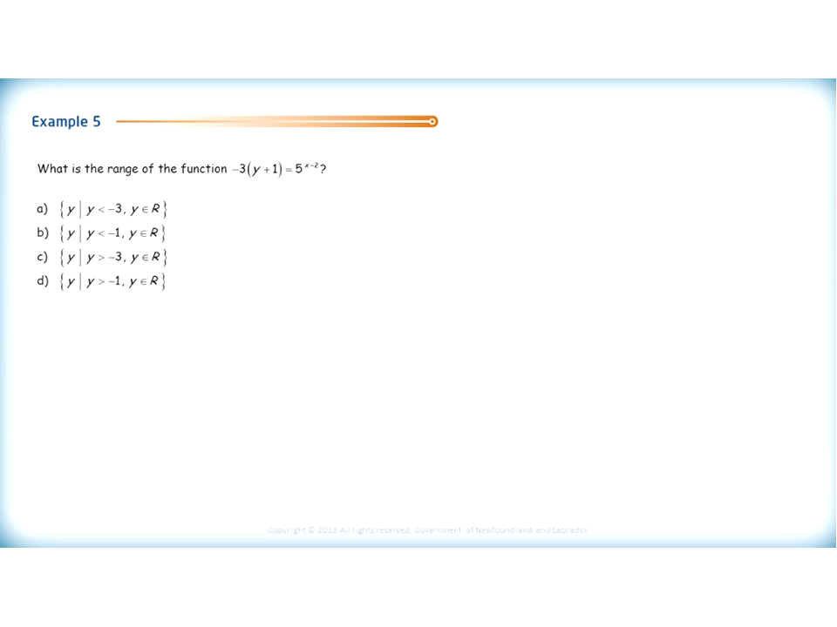Example 5. What is the range of the function? Now note the way this function is written in what we call transformational form. I'm going to put it back in functional form because most of the work that we've been doing is in functional form. So I'm going to rewrite this function by solving it for y. First thing I have to do is get rid of the -3 here. So I'm going to multiply both sides by -1/3. So imagine multiplying this side by -1/3, multiplying this side by -1/3. I will be left with y plus 1 equals -1/3 times 5 to the x subtract 2. I bring the 1 over, and I get subtract 1.